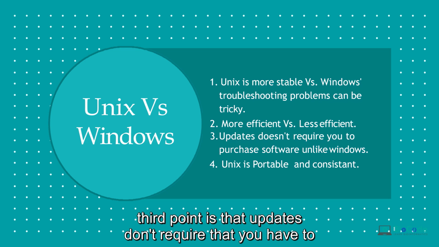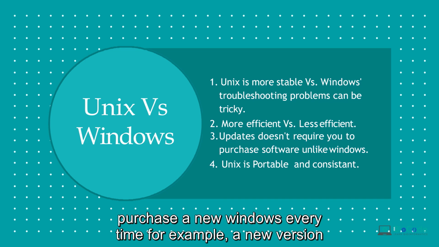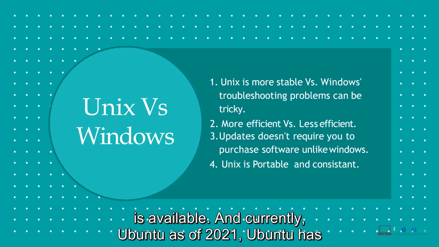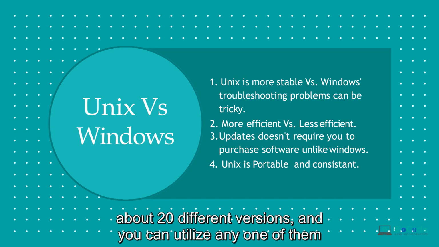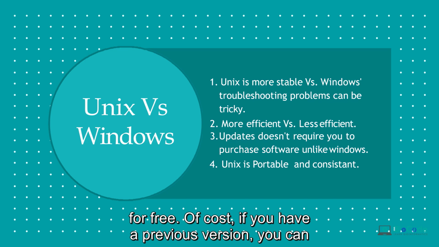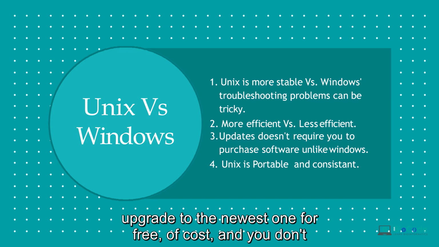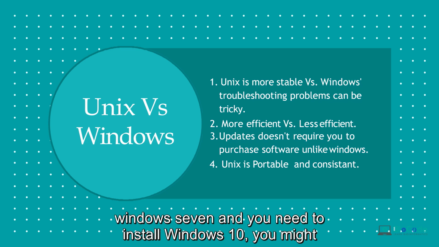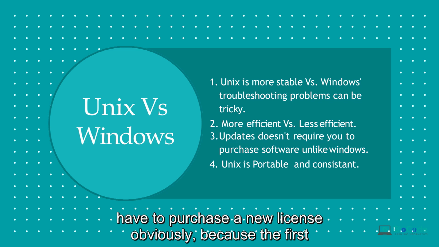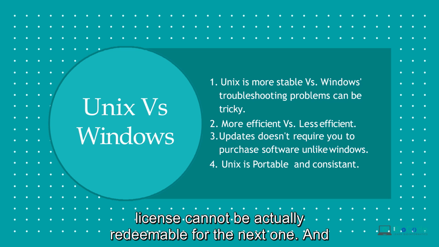The third point is that updates don't require that you have to purchase a new Windows every time. For example, if a new version is available, and currently Ubuntu, as of 2021, has about 20 different versions, and you can utilize any one of them for free, of course. If you have a previous version, you can upgrade to the newest one for free, and you do not pay anything at all. Whereas on Windows, if you have Windows 7 and you need to install Windows 10, you might have to purchase a new license, obviously, because the first license cannot be redeemed for the next one.